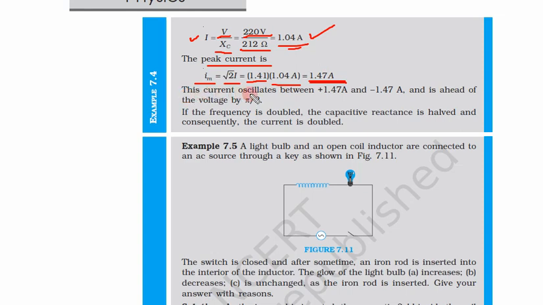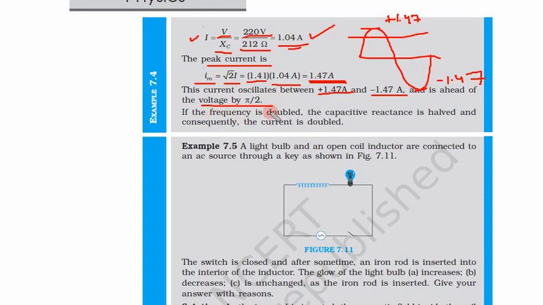So that means this current oscillates between plus 1.47 ampere and minus 1.47 ampere, and this current is ahead of voltage by pi by 2. This is the current. This peak is plus 1.47 ampere and this is the minus side peak, minus 1.47 ampere. And somewhere there is the IRMS current.